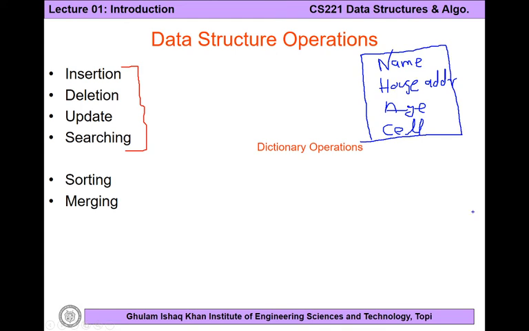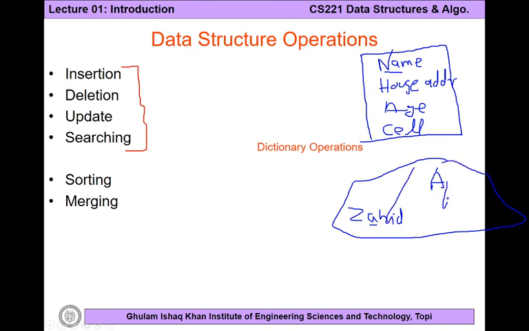For example, I want to find the number of A's which are there in the name of a person. For example, if a person's name is Zahid, so there is only one A here, right? So this is an operation which can be performed on this data. I can come up with another operation, for example, which says whether the age of this person is greater than, let's say, 30 or not. This is another operation which can be performed on the data.